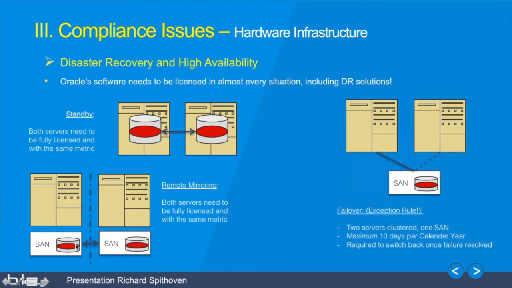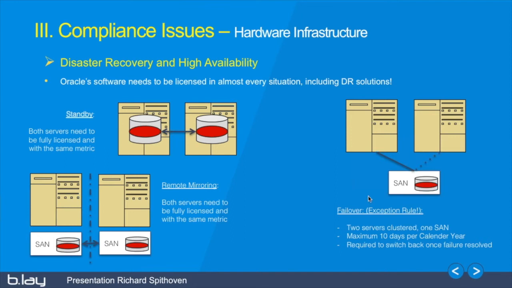Now, in this way, again, the Oracle software is installed on both primary location A and the secondary location B, and requires you to license all the physical servers that are connected to the storage on which the Oracle software is installed on the primary production environment, but also the servers that are connected to the secondary disaster recovery location.